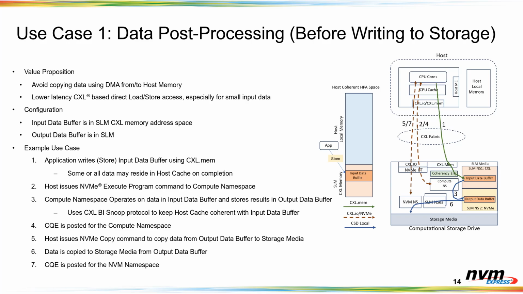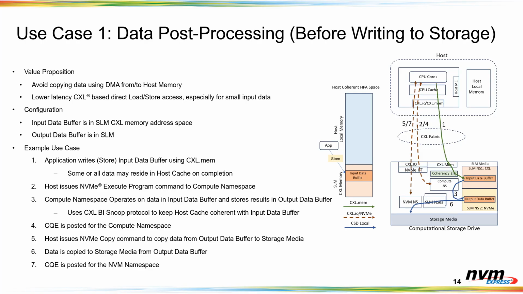On the left side of the picture, we have our host coherent host physical address space. This is showing the address space of the host and the fact that we have carved out some CXL address space for our input data buffer for this particular example. And finally, underneath that address map are color-coded arrows. We have a solid green arrow representing CXL.mem traffic, a dashed brown arrow representing CXL.io or NVMe traffic, and a solid blue arrow representing CSD local traffic, so something that's happening within the computational storage drive.